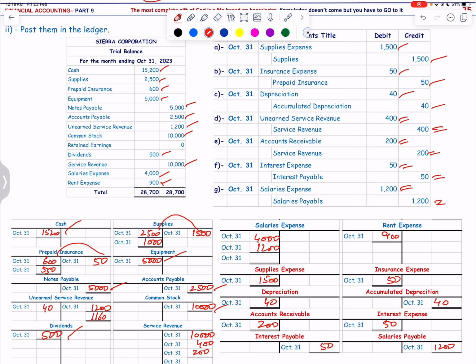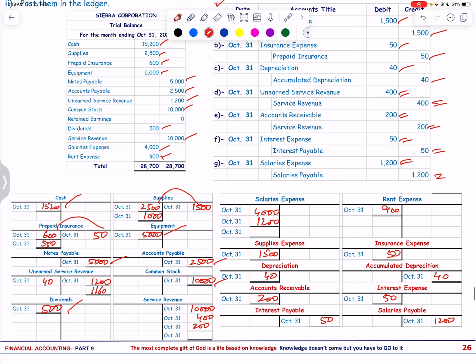Dividend will be 500. Service revenue, that we have a credit balance of 10,600. Then we have salaries expense 5,200. Rent expense is 900. Then we have supplies expense, insurance expense, depreciation, accumulated. So we have all the balances over here.